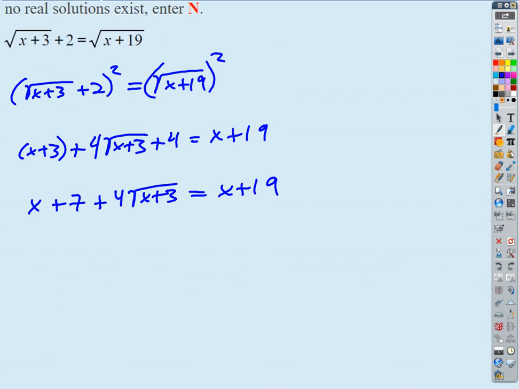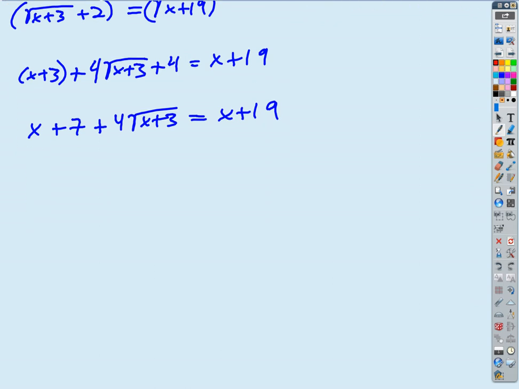Okay, because what do I do if I've got a plus b squared? What's my pattern? A squared plus 2ab plus b squared. There you go. So a is the square root of x plus 3, and b is 2. Okay?